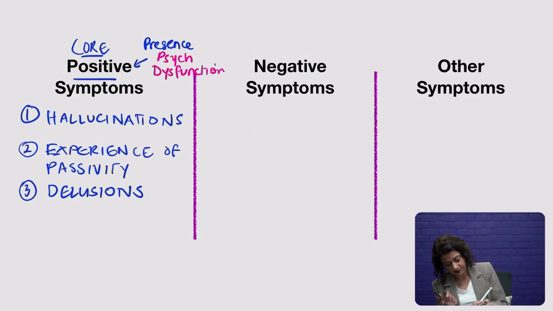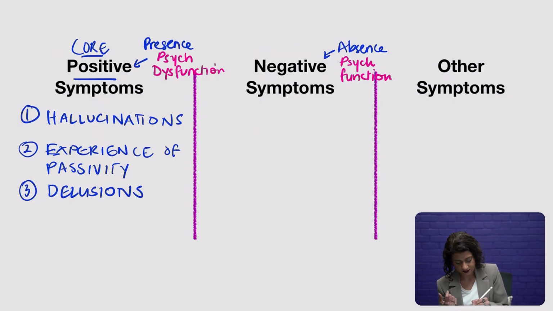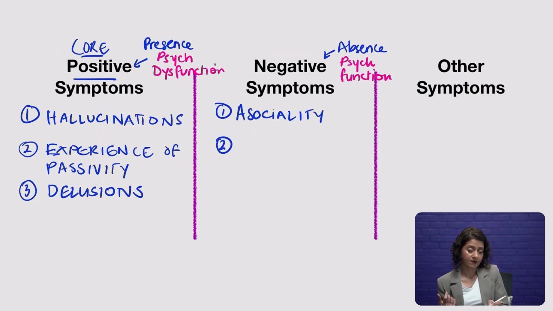Negative, on the other hand, means the absence of psychological functioning, or rather the absence of what are normal psychological functions. So negative symptoms will include, for instance, something called asociality, which is complete social withdrawal, complete isolation. And you know that human beings are by nature social animals, so again it represents the absence of normal psychological functioning.